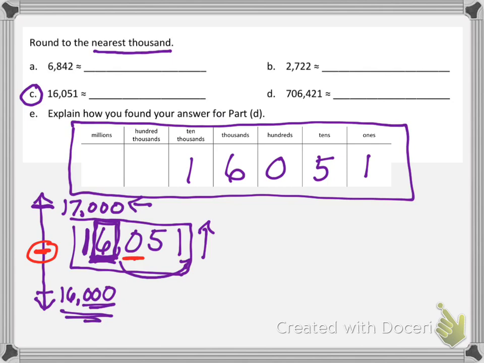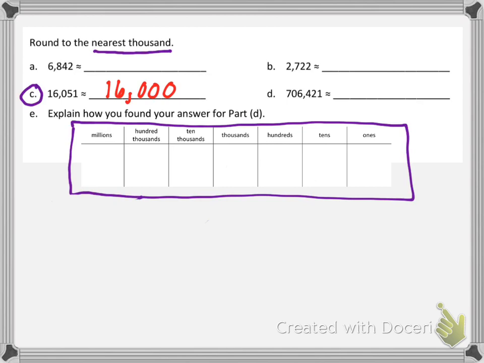If it's 5 or higher, the number will go up. If it's less than 5, like 4 and lower, it's going to go down. So this number, 16,051, is closer to 16,000.